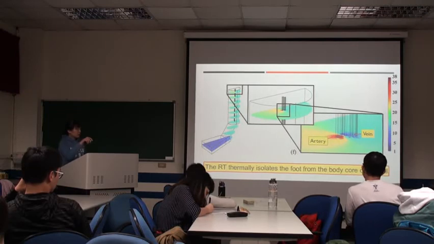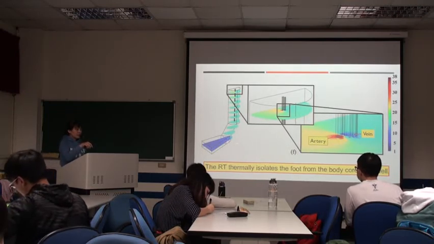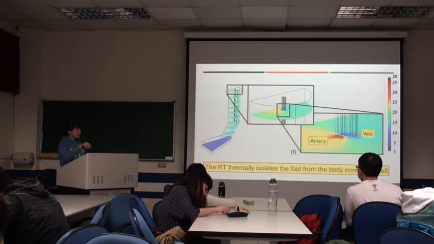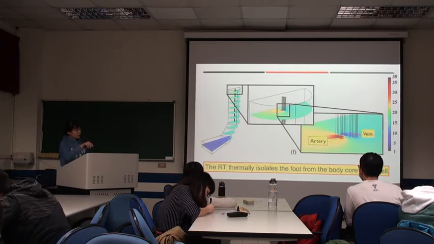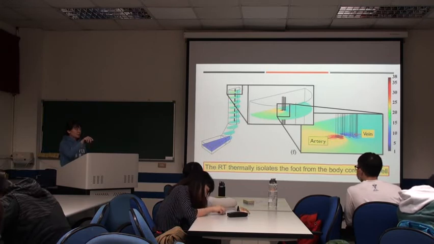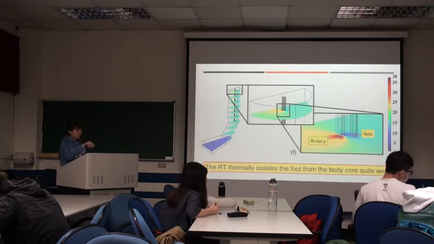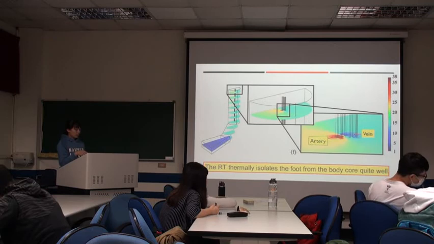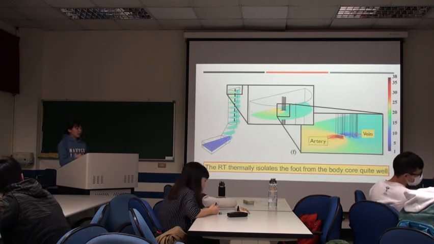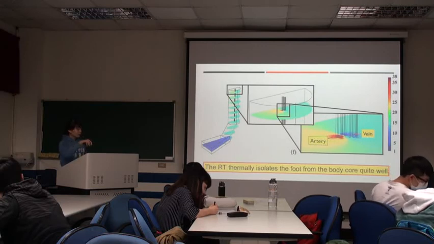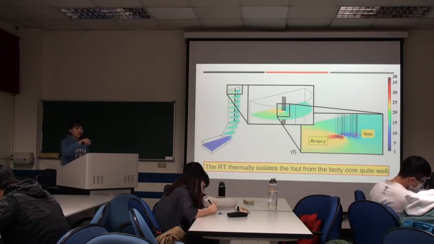And this is the other penguin leg model. In this part, the red spot is the artery. It means the higher temperature. And in this part, the blue spot means the vein temperature. It is a low temperature. So the heat exchange is in the cross part of the RT. And the RT thermally isolates the fluid from the particle quite well.